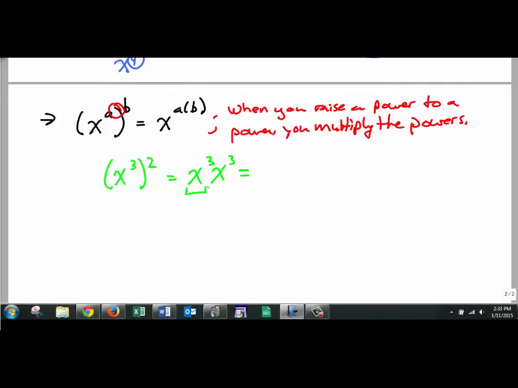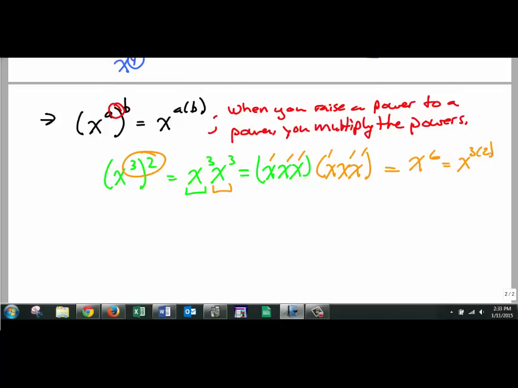And of course we know x cubed means to multiply x by itself 3 times. And here we have another x cubed, which would mean to multiply x by itself 3 times. And then, if I count up the x's, I have 1, 2, 3, 4, 5, 6, x to the 6th. So it would have been easier if I knew my shortcut rule, and this is the same as 3 times 2. When you raise a power to a power, you multiply the powers.